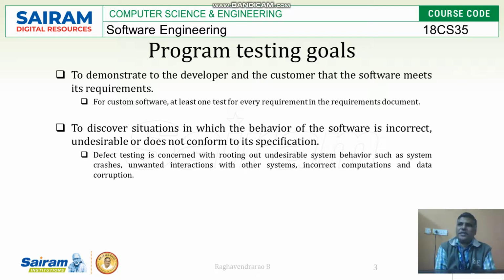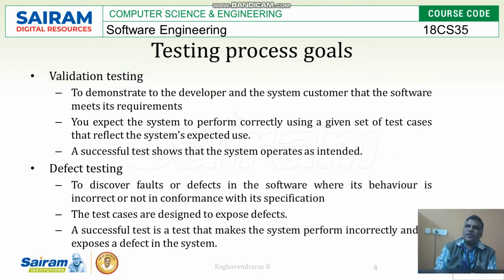Another thing is the behavior of the system. If it does not give proper outputs, there is incorrect information or undesirable output, then the goals have been met from the tester's point of view. The goals are validation testing and defect testing. In validation testing, you are saying that for the given test cases, the expected output is not obtained. So that is what you wanted to say.